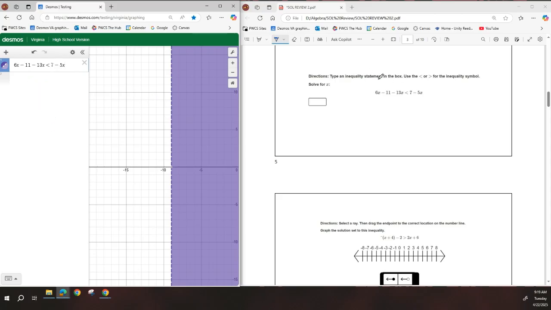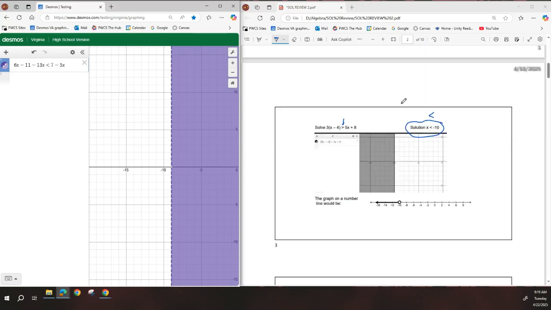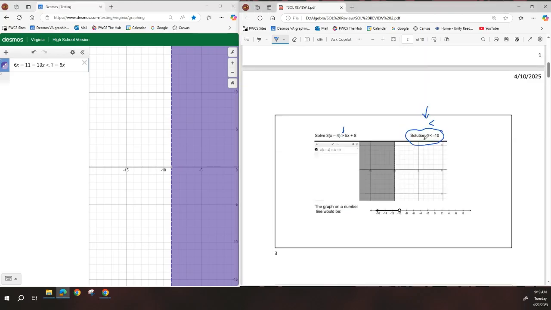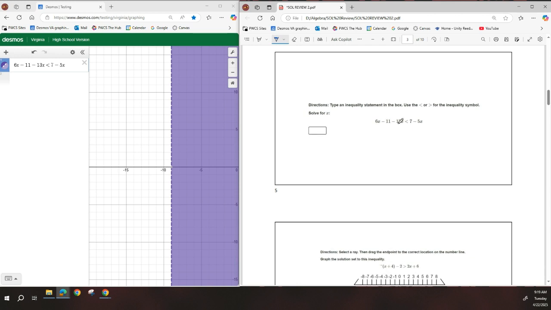We want to write the inequality statement. So we want to write something that looks like this. We're going to go find our x-intercept, -9. So the number that's going to be on the right is -9. Oops. I'm going to type it here.